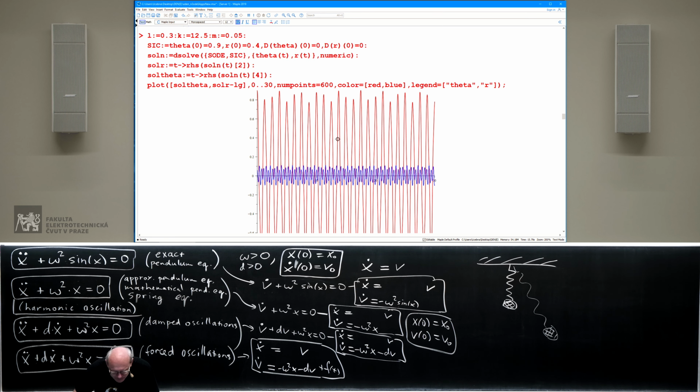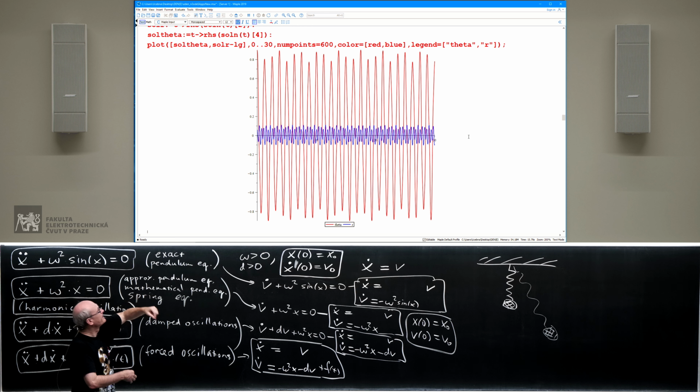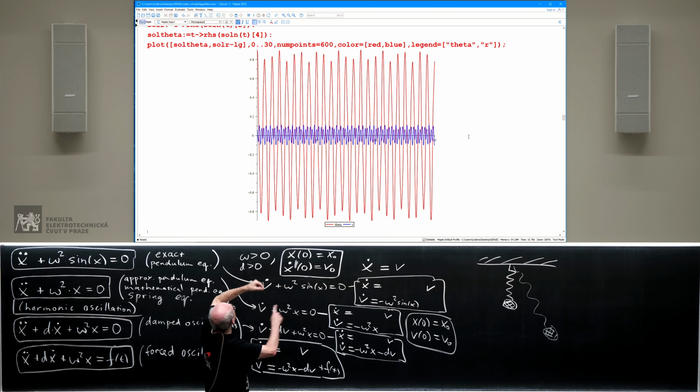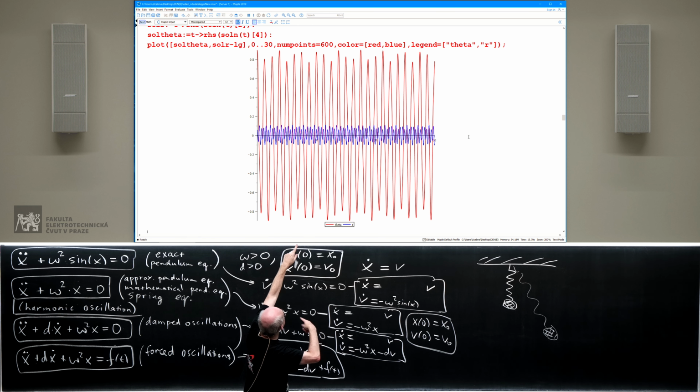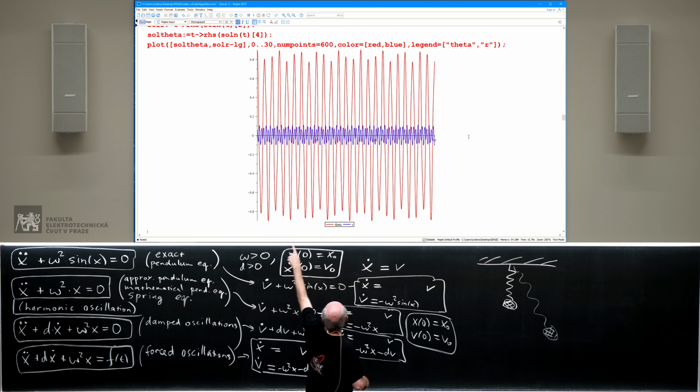And the red curve, that's the displacement of the spring from the equilibrium point. So the angle goes left and right. You can see it in the picture. It goes left and right, left and right, left and right. And the bounces, they go up and down. And they seem to be working. OK, they are not regular anymore.